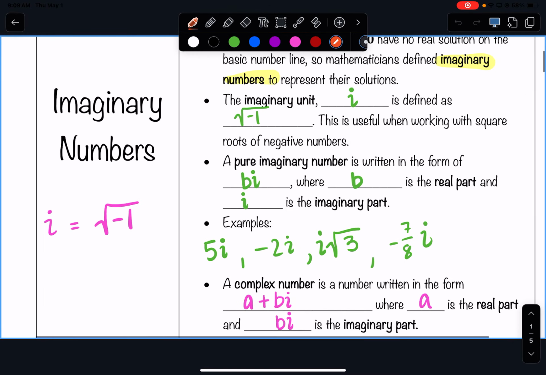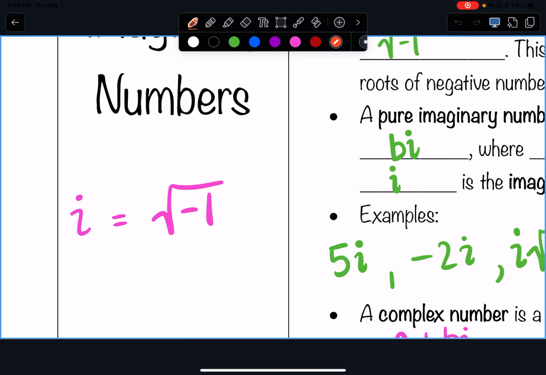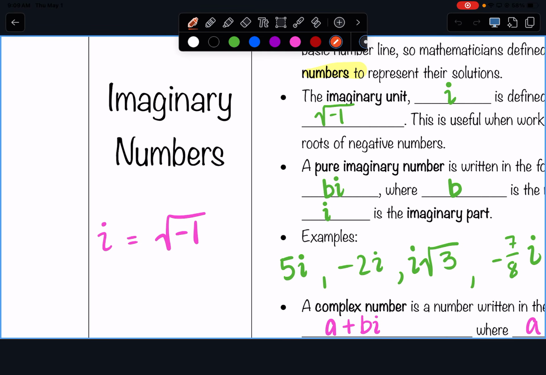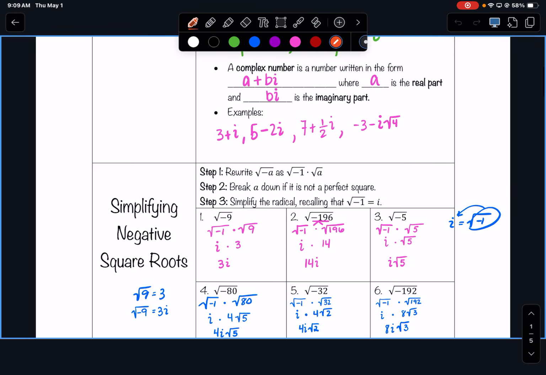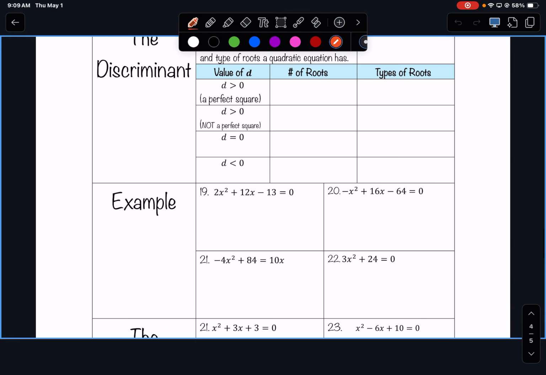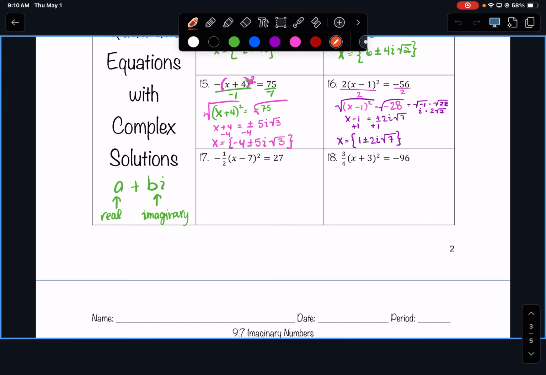Make sure we remember that i is equal to the square root of -1. Okay, we need to know that. i is equal to the square root of -1. So today, instead of just solving by square root equations like we did yesterday, we're actually going to do the quadratic formula with negative square roots.